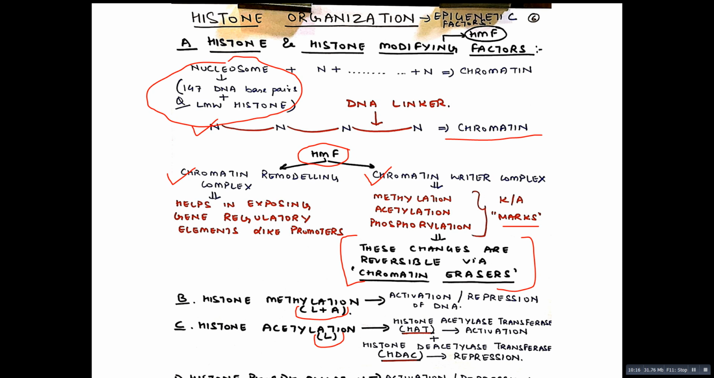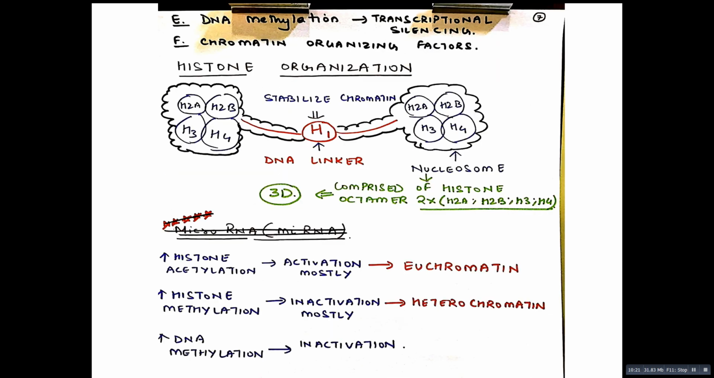Now, DNA methylation brings about transcriptional silencing. And the last modifying factor, as we see, is the chromatin organizing factors. All of these factors are the epigenetic factors. Now, the histone organization.